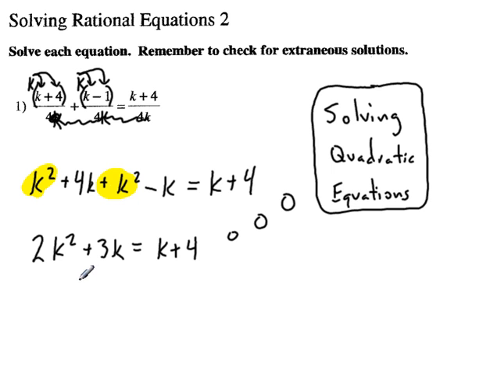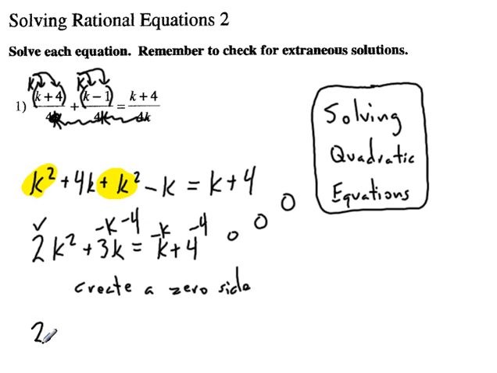What I want to do is create a zero side. And the easiest way of doing that is to leave the positive lead-off term alone. So I'm going to subtract k from both sides. And I'm also going to subtract 4 from both sides. And here's what I'll get. I'm going to get 2k to the second plus 2k minus 4 equals 0.